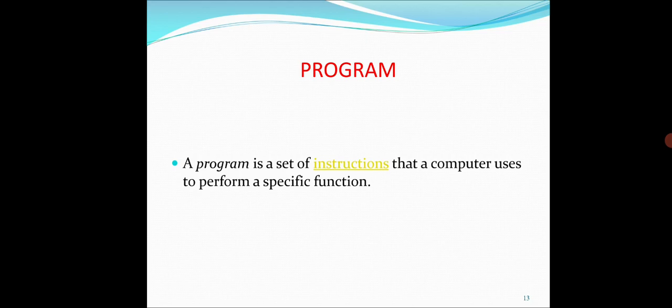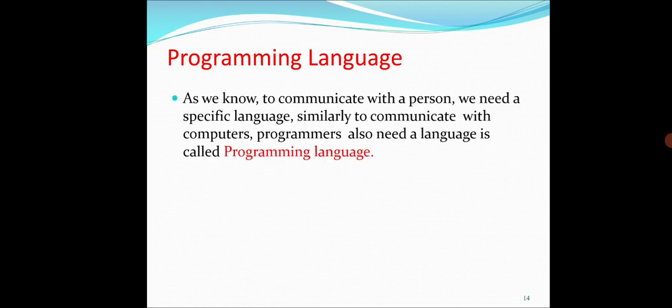A program is a set of instructions that the computer uses to perform a specific function. Programming languages. As we know, to communicate with a person, we need a specific language, similar to communicating with computers. Programmers also need a language. That language we call the programming language.